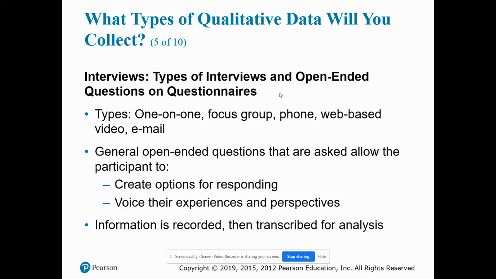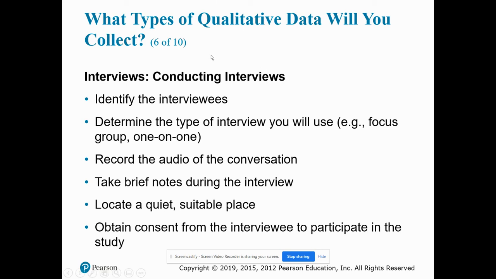That means you're just going to listen to the recording and type out word for word, verbatim, what was said in that interview. Okay? So when you're conducting the interview, you need to identify the interviewees. Who are you interviewing? Determine what type of interview you're going to do, focus group, one-on-one. You record it, you take notes, it's in a quiet place, and you also need to make sure that you have consent from the interviewee to participate in the study. You have to gain their consent.